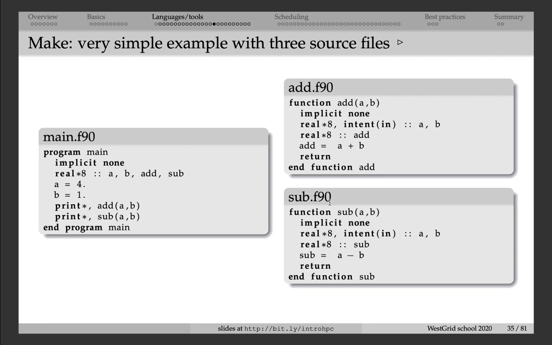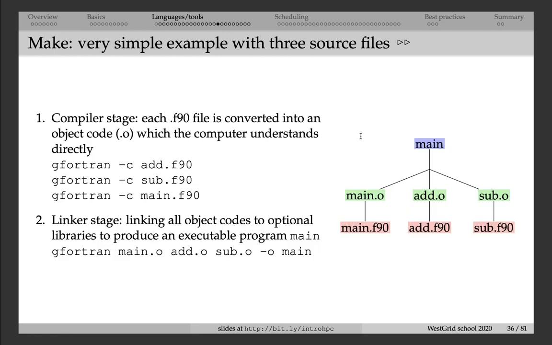In order to compile this code, you typically take main.f90 and compile it into an object file, main.o, and do the same for the other two. So here is your workflow. You compile each one of them into an object file, and then you take all these object files and link them to any possible external libraries that you might need, and then build the final executable, which in this case I'm going to call main.